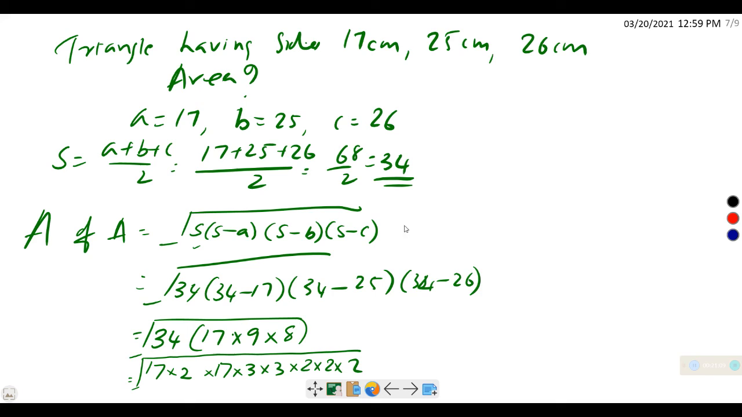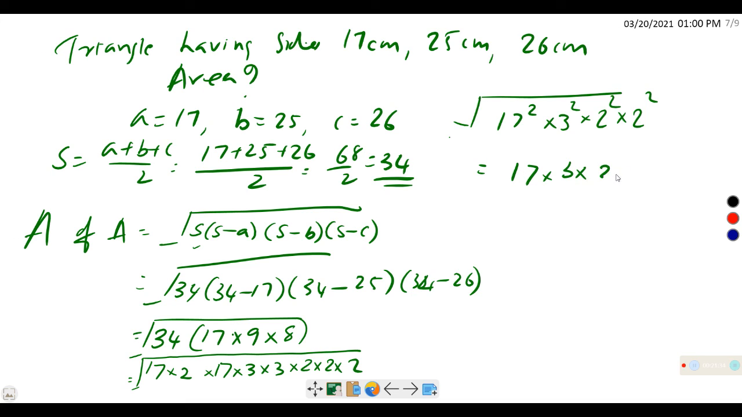So ultimately, 2 17s are there, 2 sets of 2s are there, 1 set of 3s is there. So you will bring it out in such a way that it is just like root of 17 square into 3 square into 2 square into 2 square, which is equal to 17 into 3 into 2 into 2. Naturally, it is equal to 204 square centimeter.